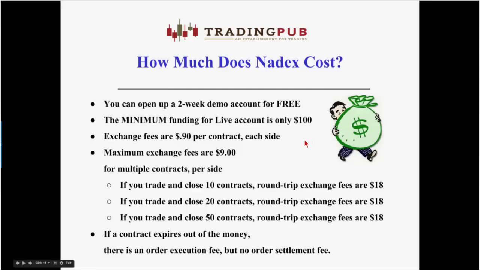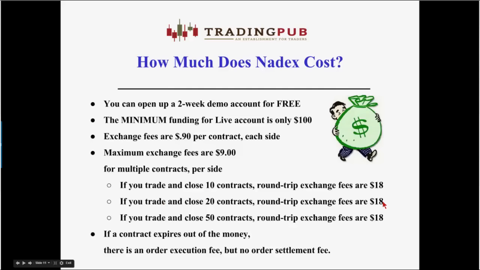As for the exchange fees, there are no brokers and no broker commissions, but Nadex makes its money by charging exchange fees, which are 90 cents per contract per side. The maximum exchange fee per side is $9, or 10 contracts. So a round trip on 10 successful contracts would be $18.